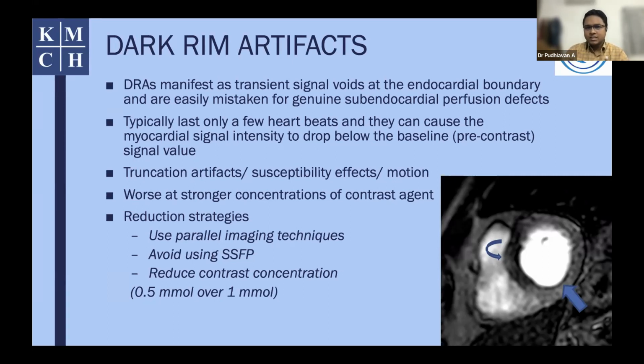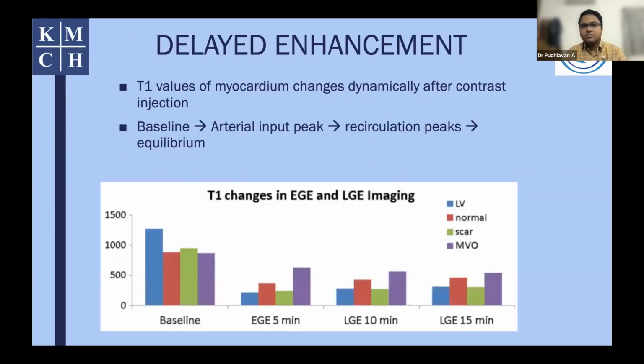So that's about the myocardial perfusion imaging. Next, we will move on to the delayed enhancement. So delayed enhancement, you all know it's the most important sequence in cardiac MR. Delayed enhancement is based on the fact that the T1 values of the myocardium change dynamically after contrast injection. So you all know that the T1 values of myocardium will vary depending on whether the myocardium is normal, whether it is scarred, or whether it is blood.